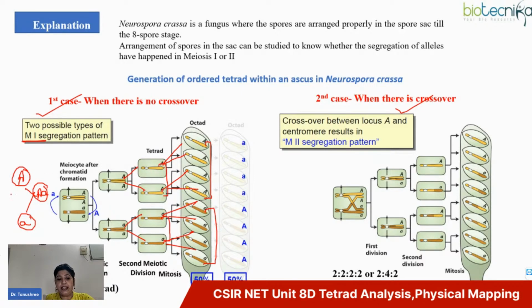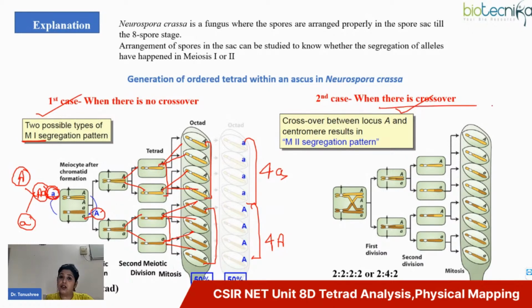If the arrangement of the alleles is such that you have one allele over here and another allele over here, then you can get this kind of arrangement, where 4 are of one type and the other 4 are of another type. So it is just different in terms of arrangement. There is no difference in ratio. The ratio is 4 to 4 only.